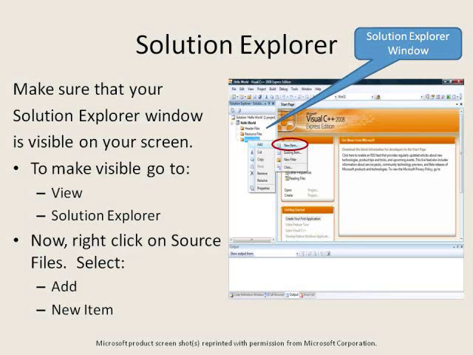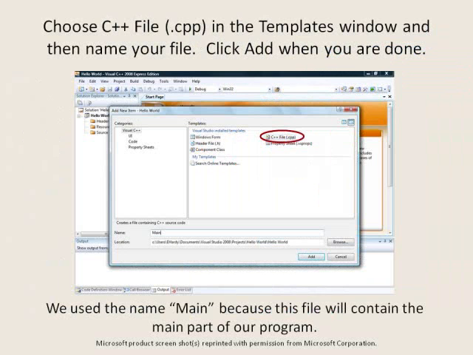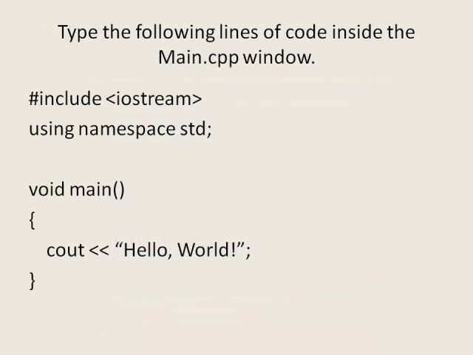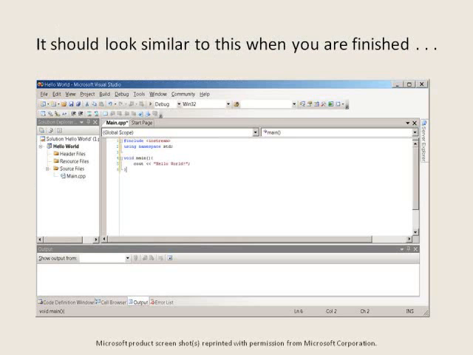Now, right-click on Source Files, then select Add and then New Item. Choose C++ File (.cpp) in the Templates window and then name your file. Click Add when you are done. Here we use the name main because this file will contain the main part of our program. The main.cpp window is where we'll begin typing our code. Inside the main.cpp window, type the following lines of code. It should look similar to this when you are finished.